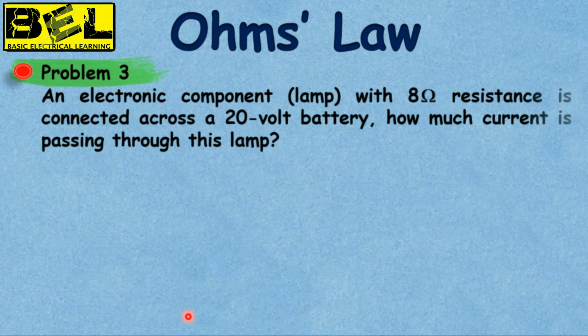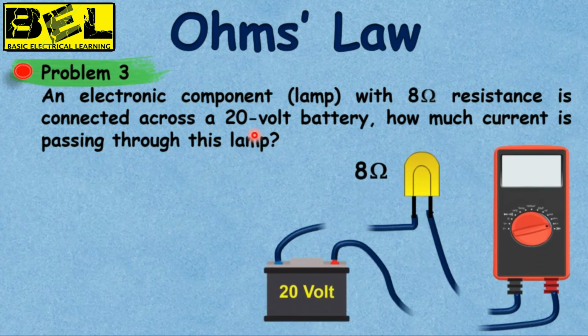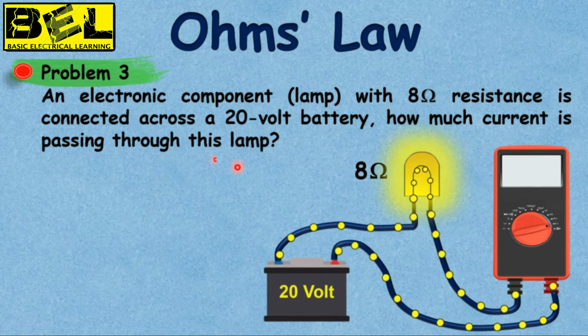Now problem number 3. In this problem we will find the current. So an electrical component, a lamp or light with 8 ohm resistance, is connected across a 20 volt battery. Now we have the voltage and we have the resistance. So how much current is passing through this lamp? The current is passing, as we know, but what is the amount of current?